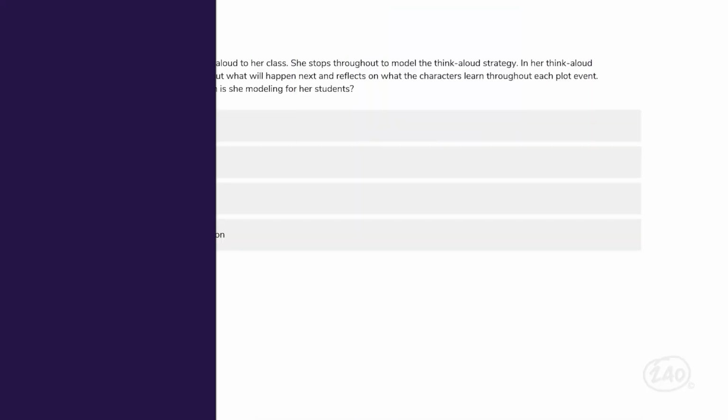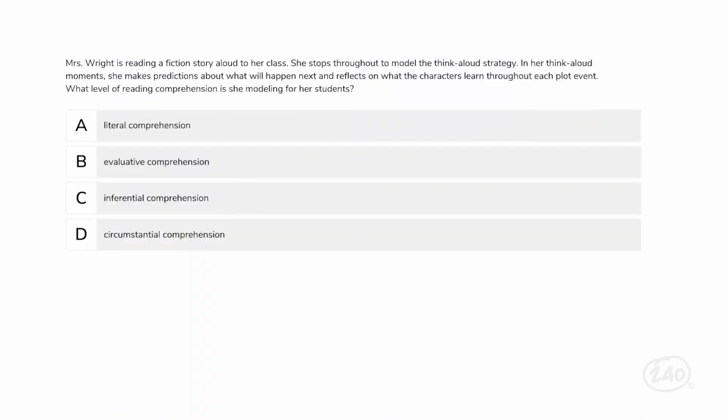Now for the comprehension question that had your name on it. Miss Wright is reading a fiction story aloud to her class. She stops throughout the model to think aloud strategy. In her think aloud moments, she makes predictions about what will happen next and reflects on what the characters learn throughout each plot event. What level of reading comprehension is she modeling for her students? Literal comprehension, evaluative comprehension, inferential comprehension, or circumstantial comprehension?